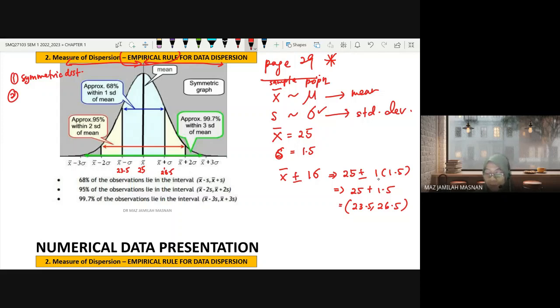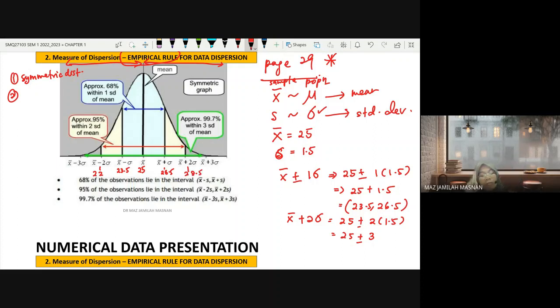If you are talking about two standard deviations, X bar plus or minus 2 sigma, then it will be wider. 25 plus or minus 2 multiplied by 1.5, you will get 25 plus or minus 3. Right? So then you will have 25 minus 3, which gives 22 here, and here you will get 28.